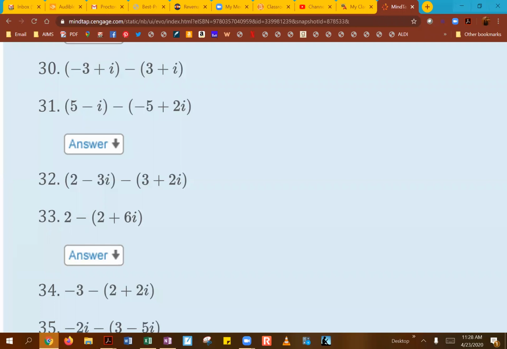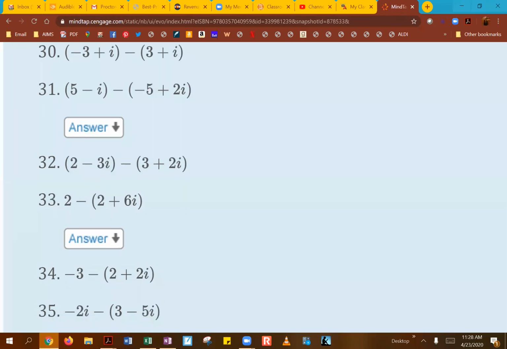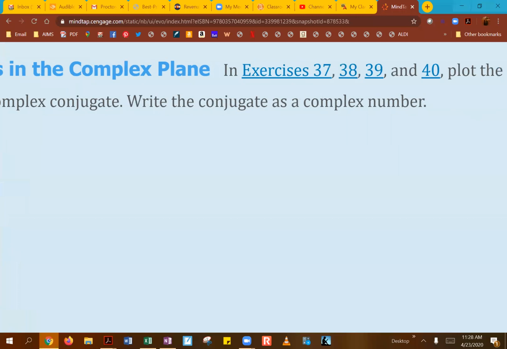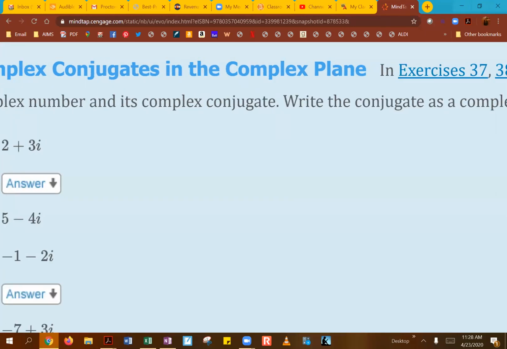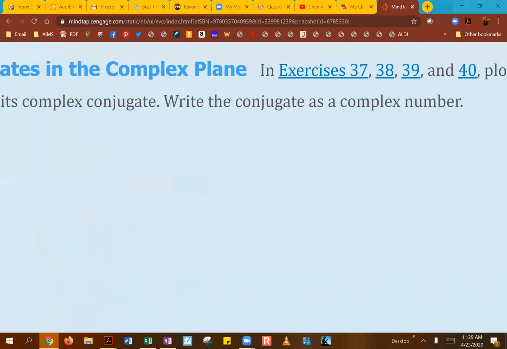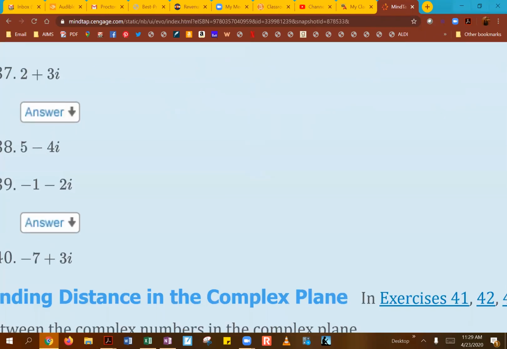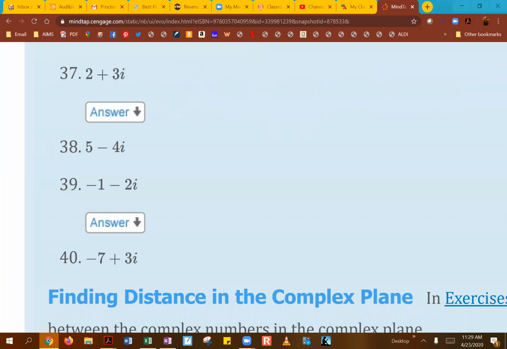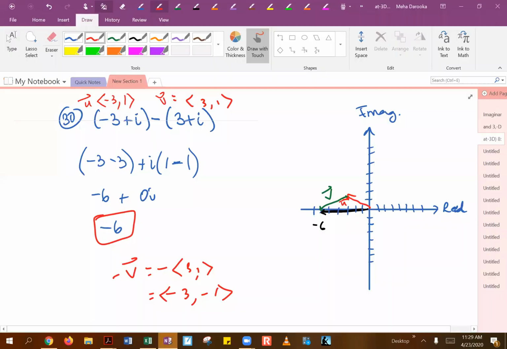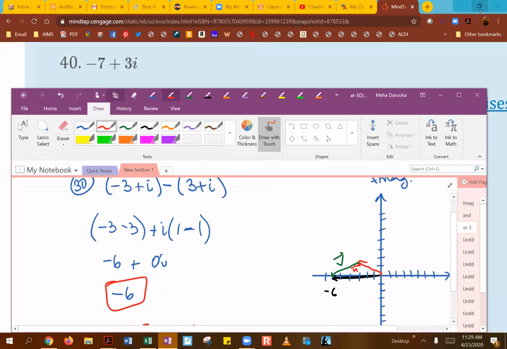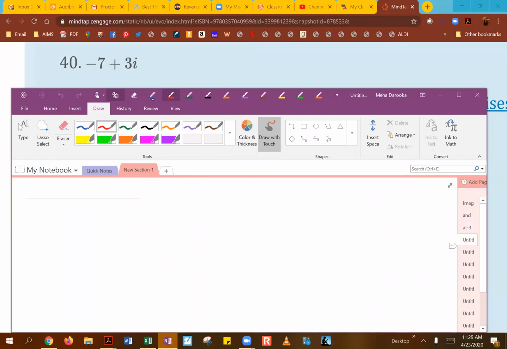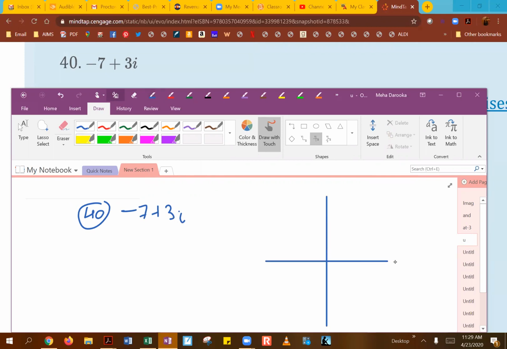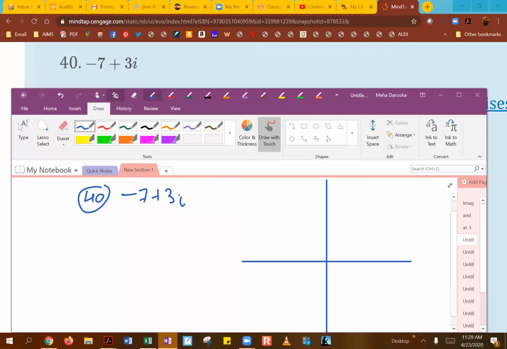So that was number 30. Now, let's look at how to plot a complex number and its complex conjugate, and then, of course, go back and rewrite the conjugate as a complex number. So we are looking at number 40 over here. The first thing we need to do is go ahead and plot this.